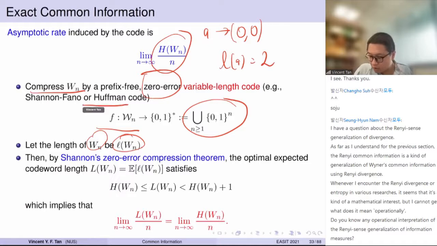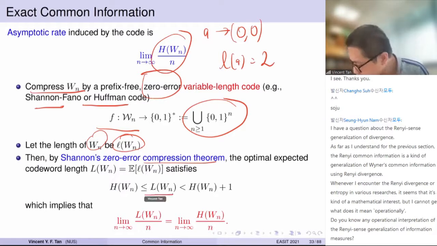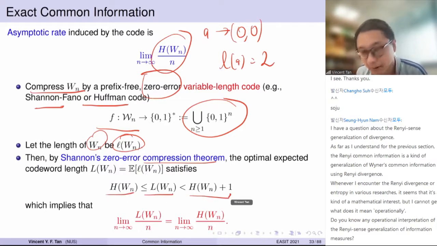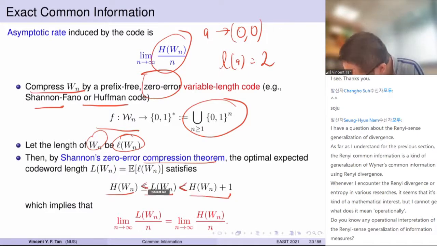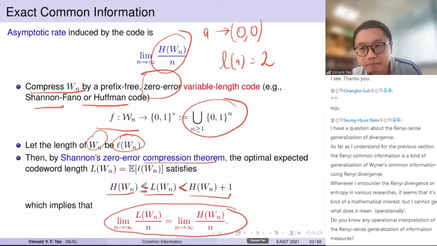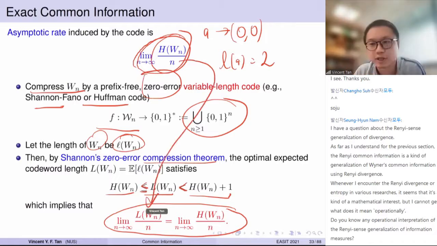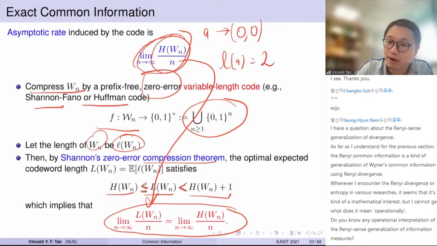You can use a Shannon-Fano code or Huffman code, no matter what you use. By Shannon's zero-error compression theorem, the average length is sandwiched between this and that. This is because of some integer constraints. This is a strict inequality and this is non-strict. This makes a difference. It doesn't make a difference in our discussion, but it makes a difference whether you're correct or wrong in an exam. Which implies that these two limits are the same. So instead of the asymptotic rate of the code, I can use a surrogate, which is the normalized average length of the common random variable.